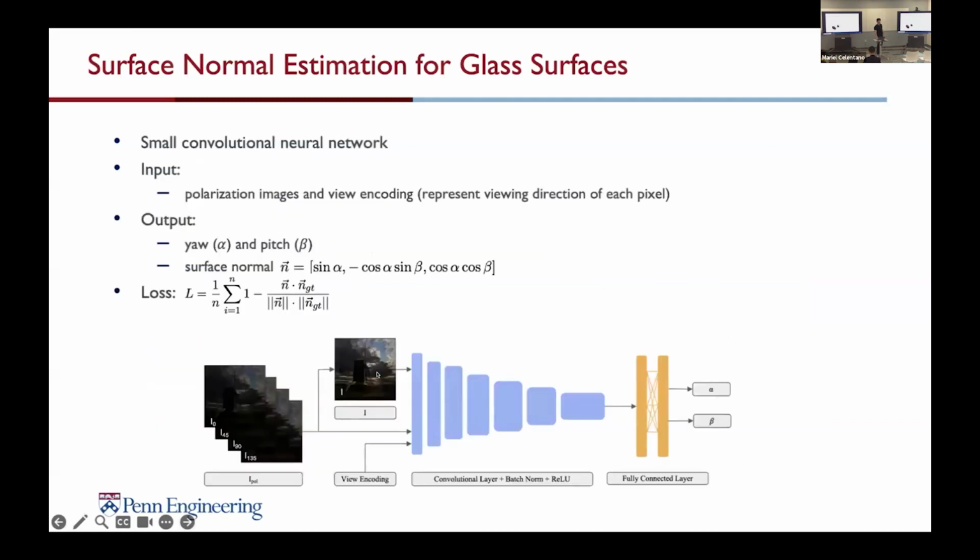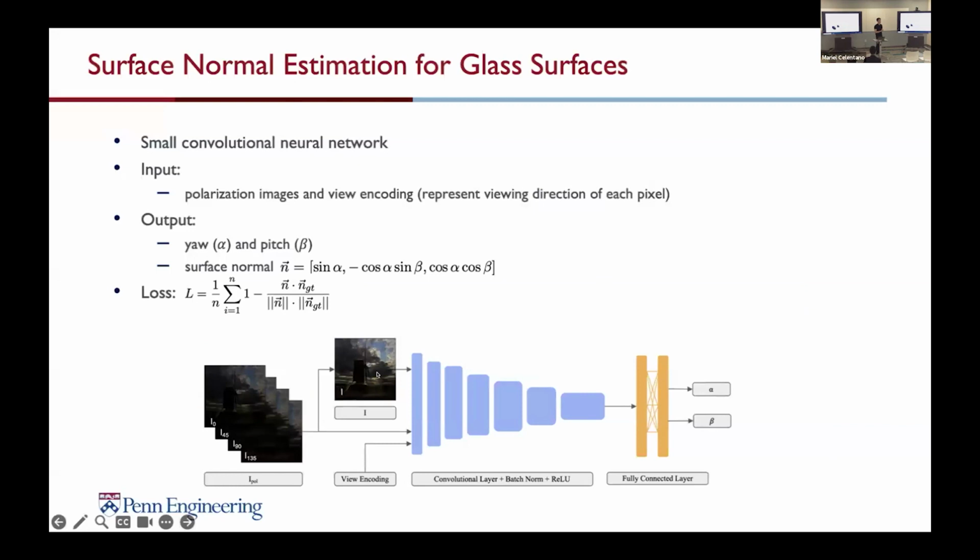After getting this data set, we can finally use standard supervised learning techniques to estimate the surface normal for the glass surfaces. We use a small, concise convolutional neural network composed of 7 convolutional layers and 2 fully connected layers, nothing special. The input to the network is polarization images, and the output is 2 angles, the yaw angle alpha and the pitch angle beta. From that, we can derive the surface normal vector.